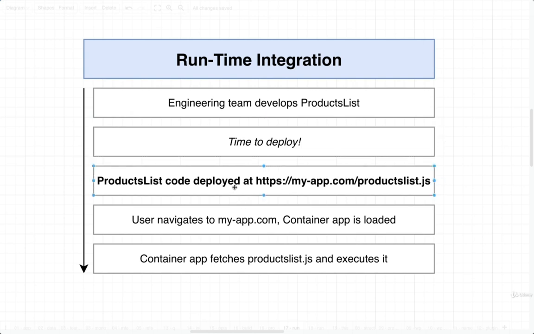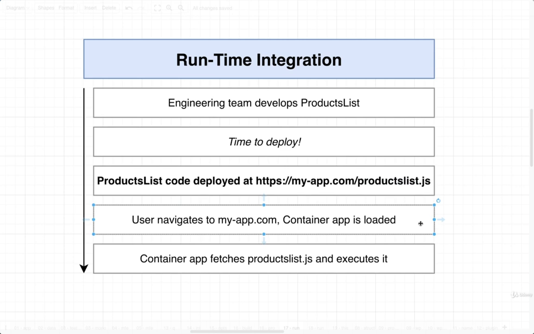And at that point, rather than deploying their project to, say, NPM or something like that, they would bundle up their project and deploy it to some static URL, something like, say, myapp.com/productslist.js. So this JavaScript file right here has all the source code for the products list application.